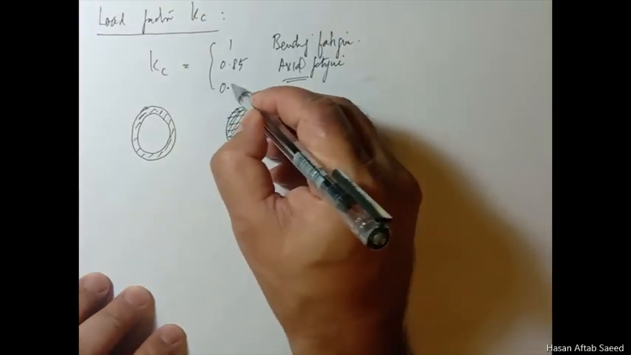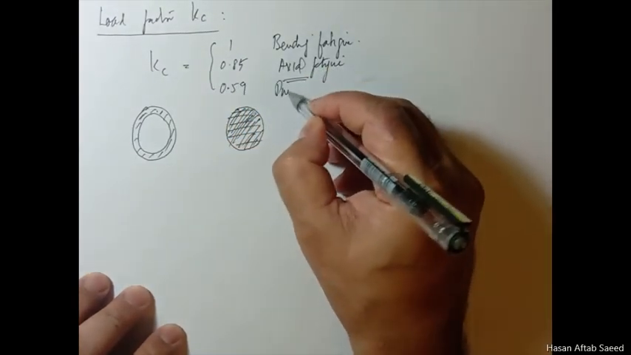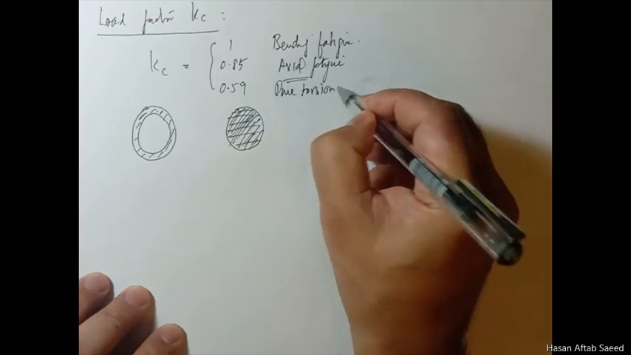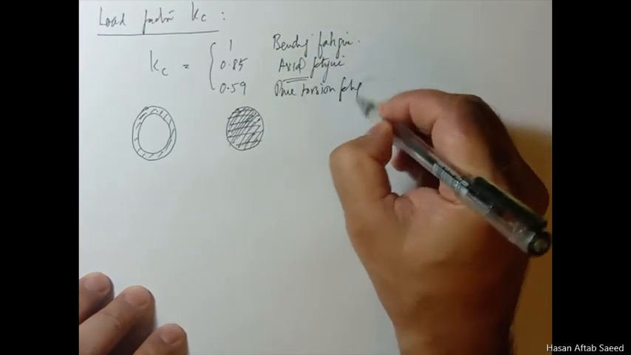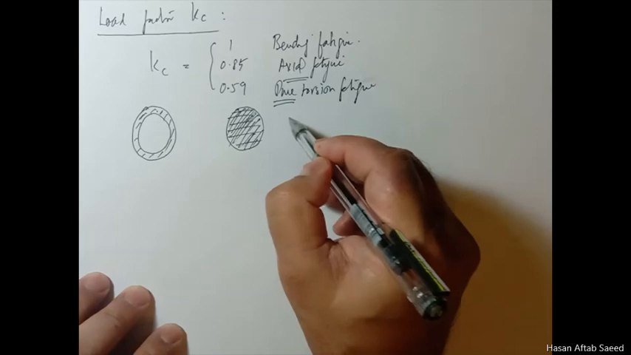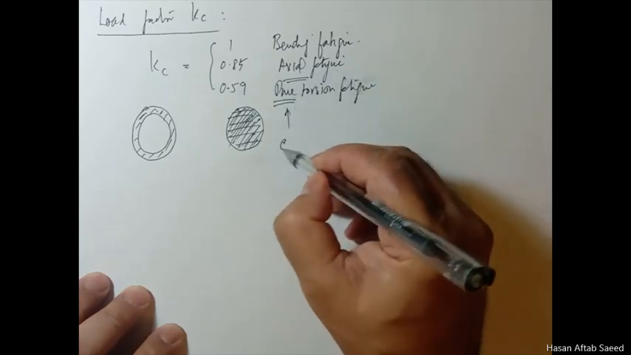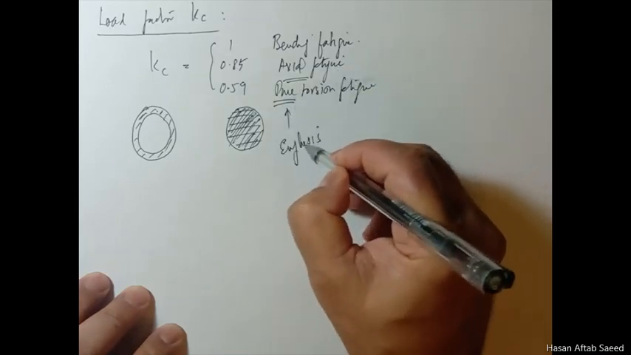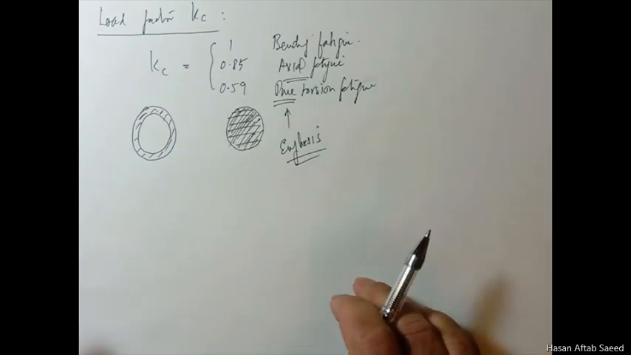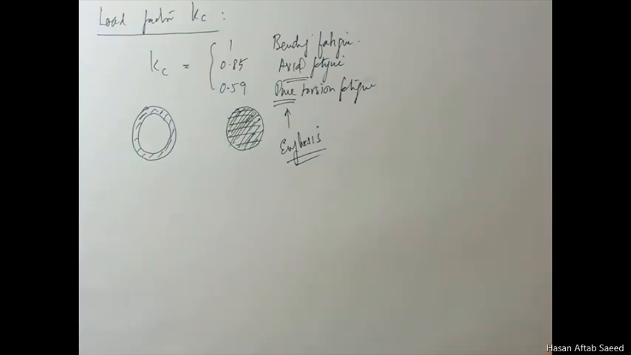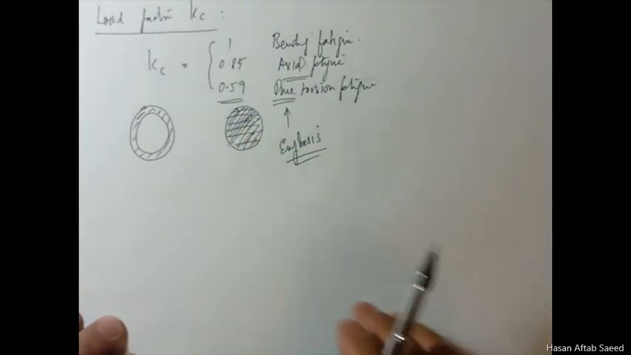Now if it's pure torsion fatigue, and there's emphasis here on pure, it's very rarely the case that there's pure torsion anywhere, because there's always some sort of bending involved. But if it's pure, then this is the number that you have to multiply.